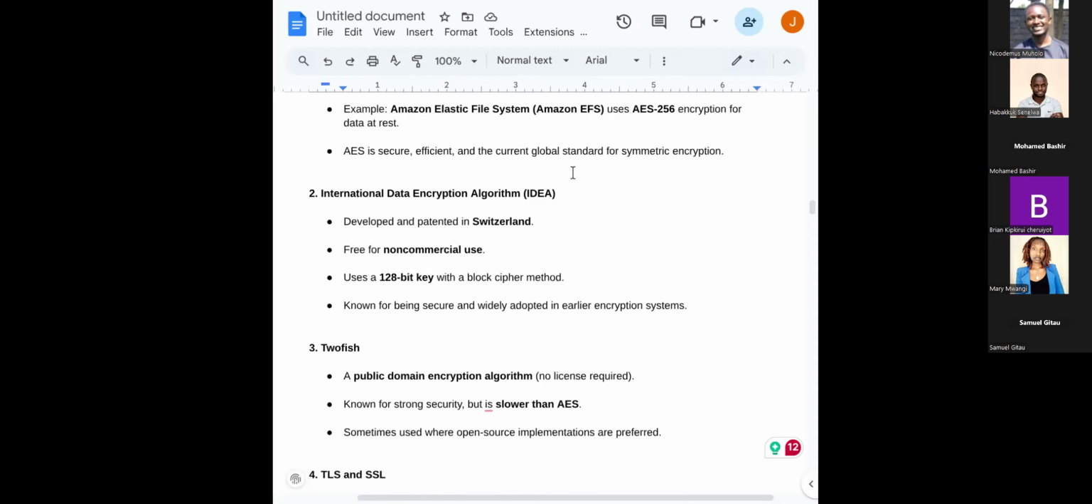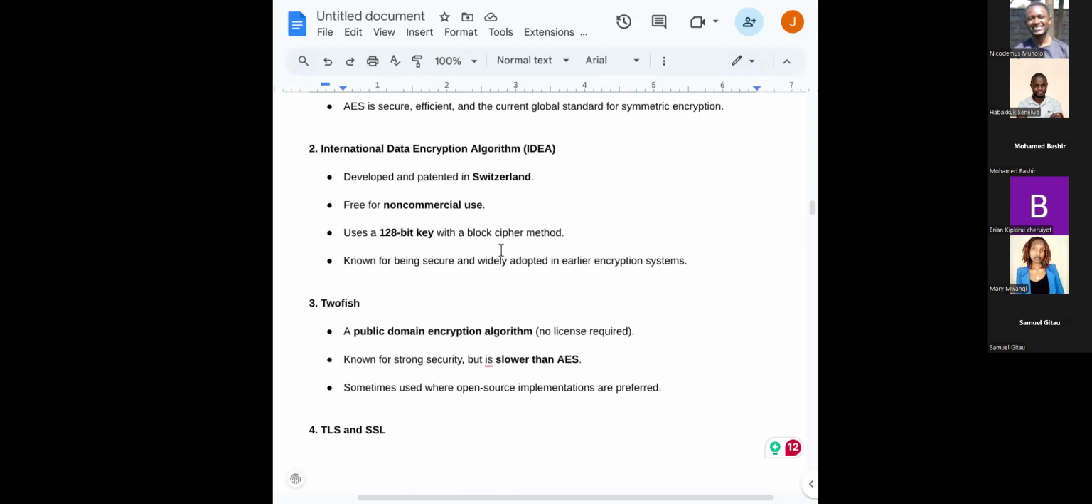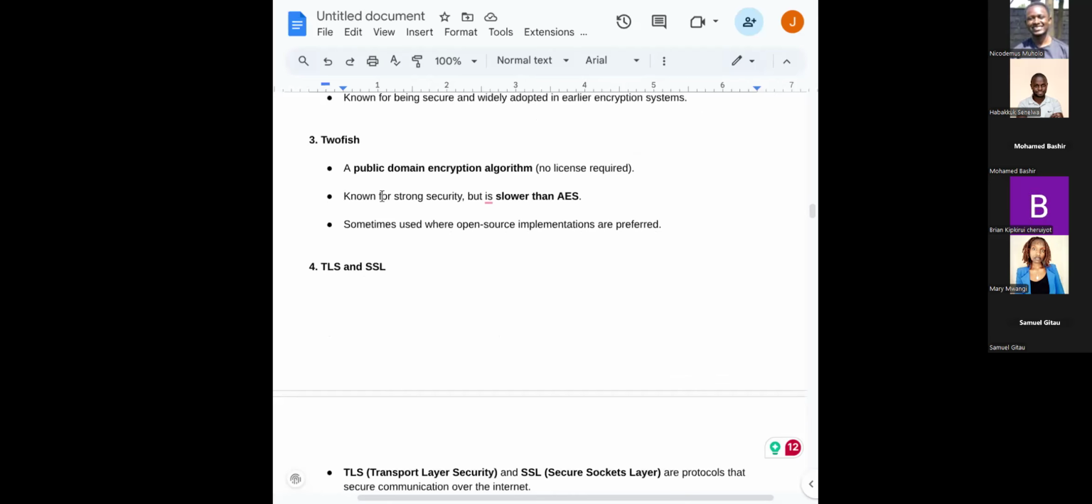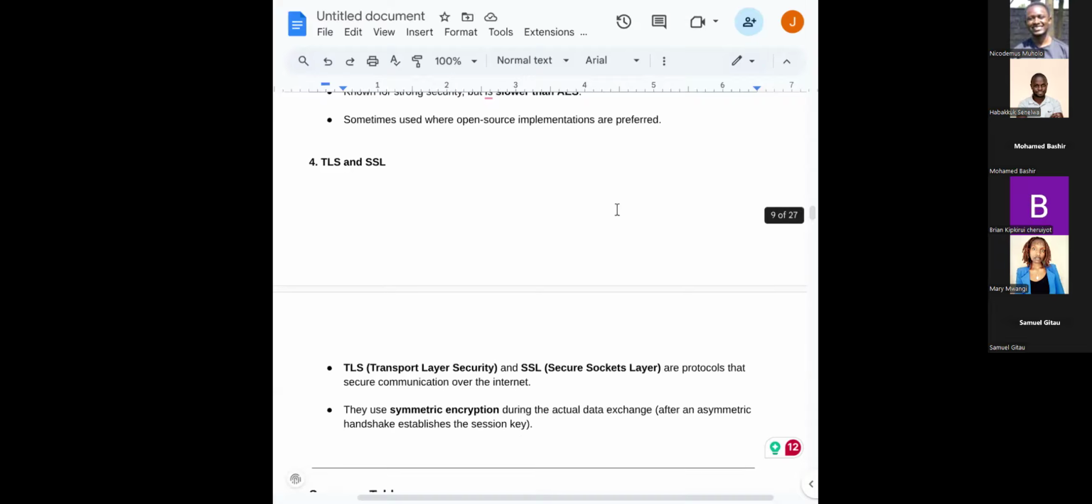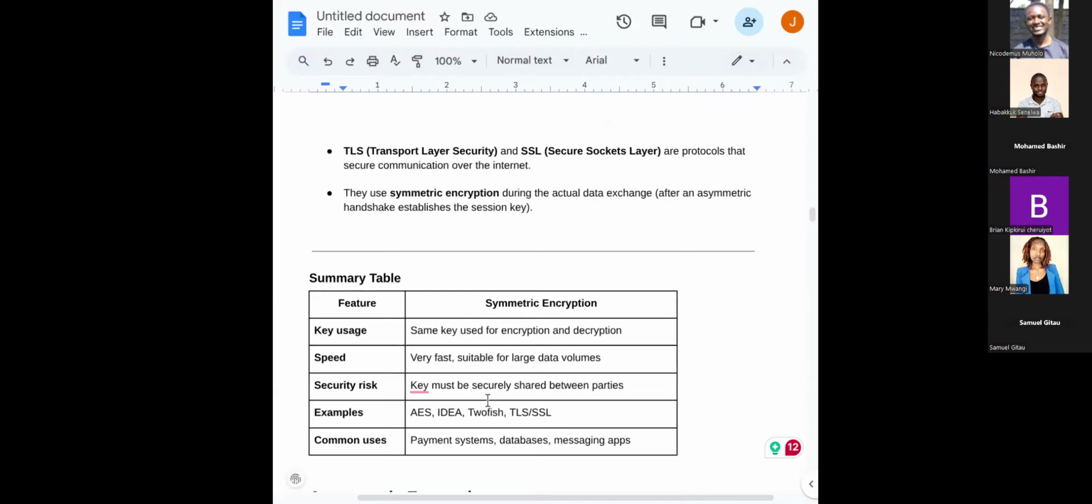And then we have the IDEA. It was developed and patented by Switzerland, free for non-commercial use, and it uses a 128-bit key. Then we have the Twofish. Twofish is for public domain. It is open source, by the way, but it is a bit slower than the Advanced Encryption. Then we have TLS-SSL. This one we have said is for protecting data when it is being transferred.